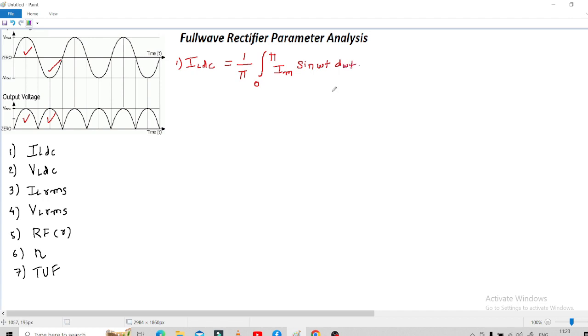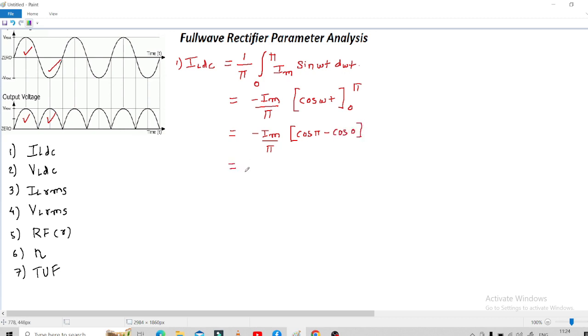Now solving this, we'll get the value for ILDC, the average load current. I can take Im outside, therefore Im by pi. Why minus, I will let you know. After integrating sine of omega t, we are getting minus cos of omega t. Minus I have already taken outside, so it is cos of omega t with the limit 0 to pi.